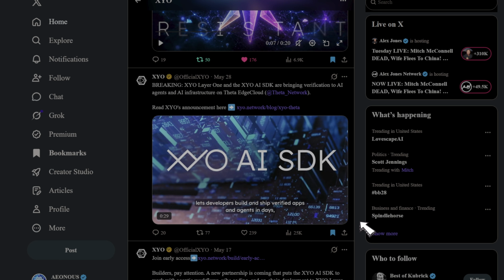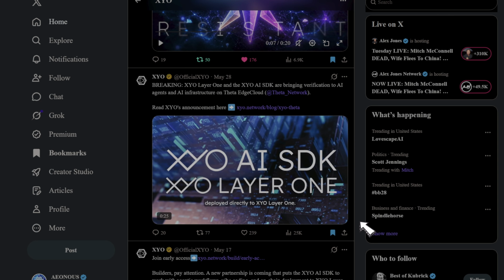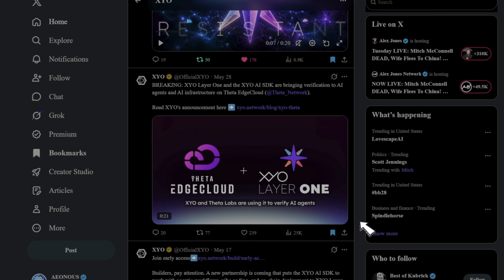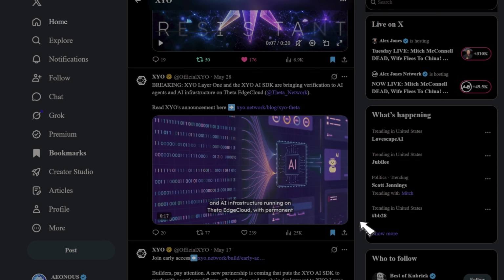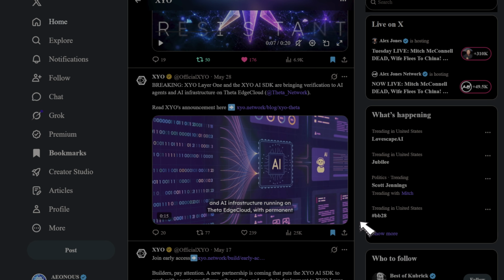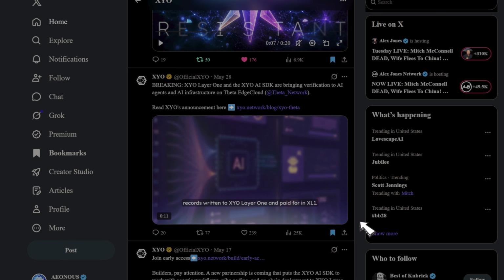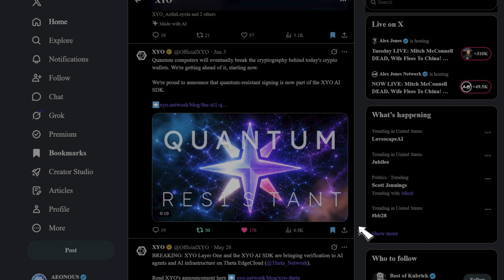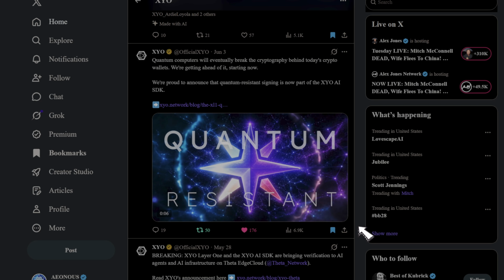Because clearly their solution can be used in so many different sectors of the real world. But I think the biggest one is going to be associated with AI, smart infrastructure, robotics, and things along those lines. We can also see here that XYO Layer 1 and its SDK are bringing verification to AI agents, AI infrastructure. This is going to be on Theta Edge Cloud, so that's going to be quite interesting going forward.